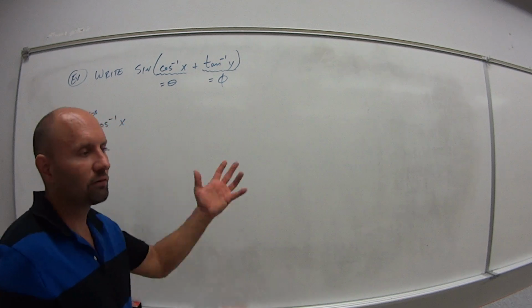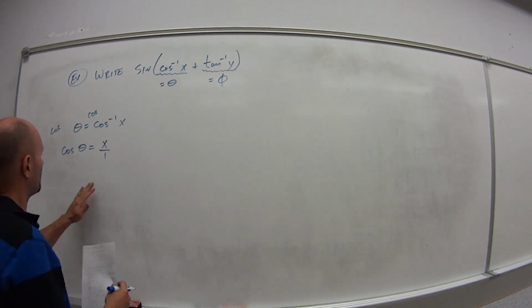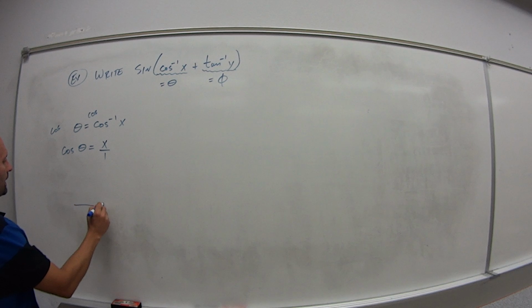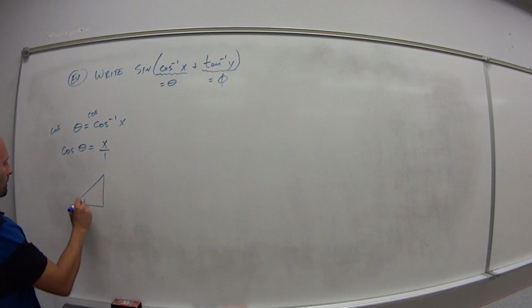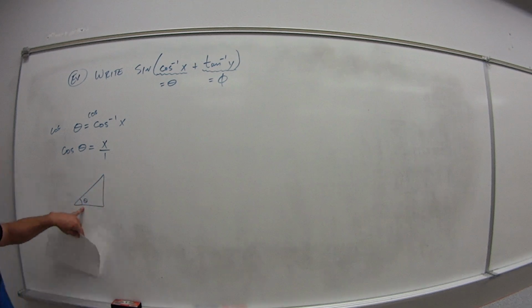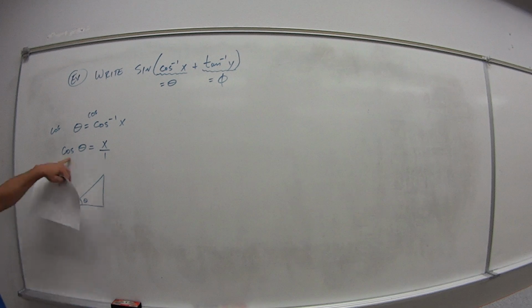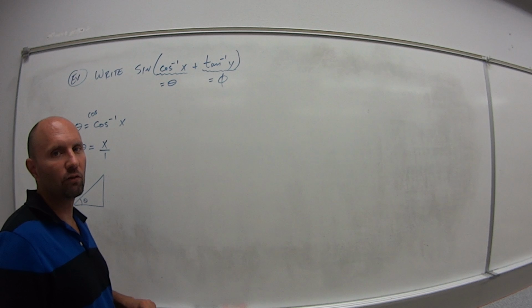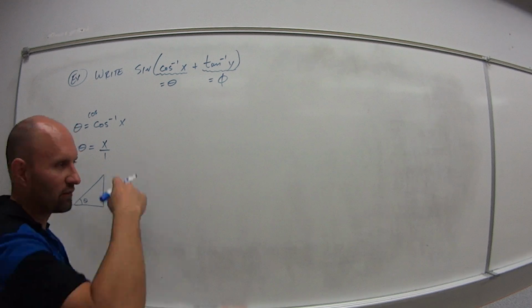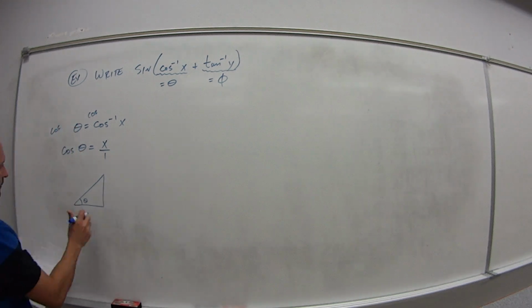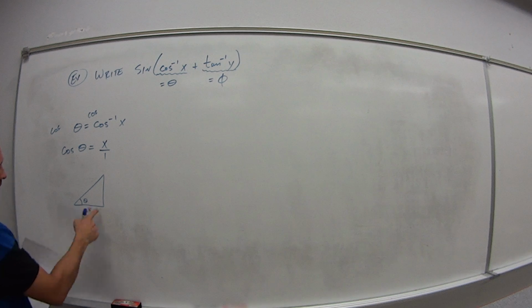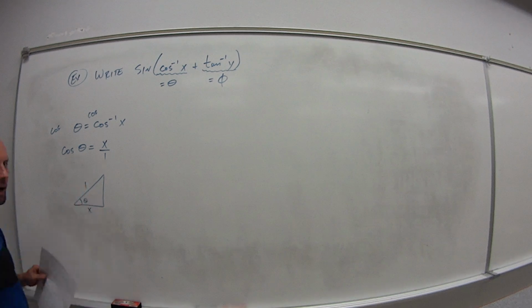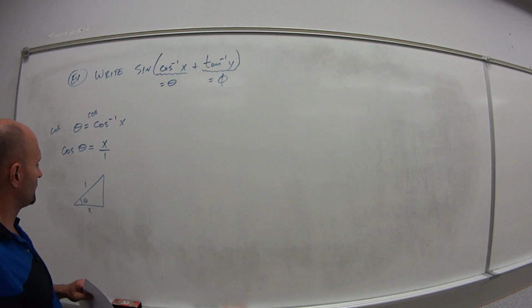Why would I do this? Well, we'll see when we start building the triangle. So now that I have that, I can build my triangle. If I put my theta down here in the lower left corner, cosine of theta is x over 1. So cosine is what? Cosine is adjacent over hypotenuse. So that means my x is going to go here on the bottom leg, and the hypotenuse is 1.